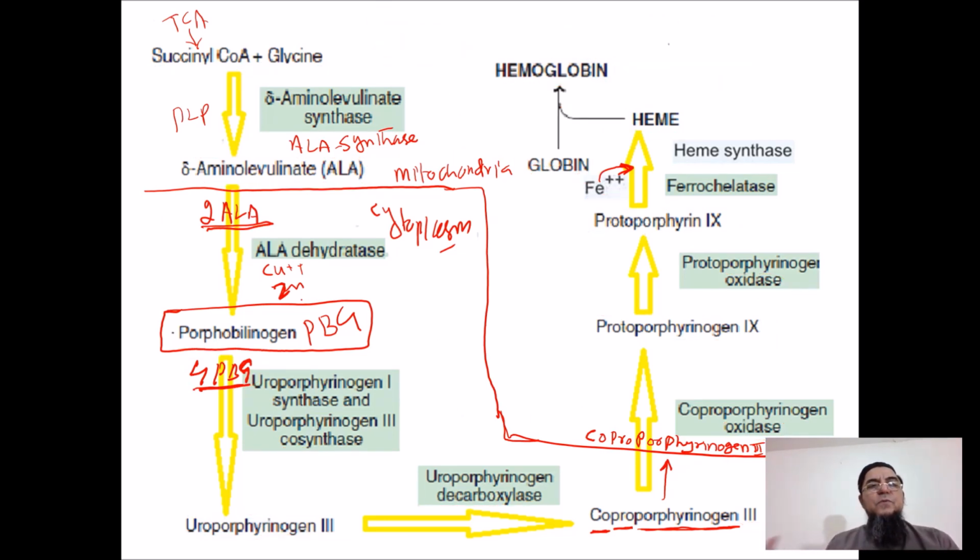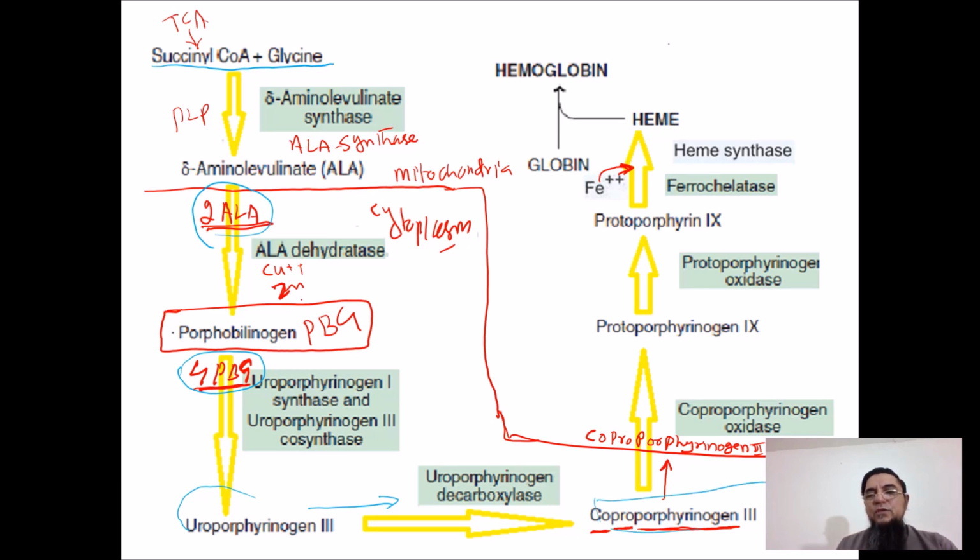Let me repeat it again for you. Hemoglobin synthesis starts with the condensation of succinyl-CoA with glycine with the help of the enzyme ALA synthase. It's converted into ALA, aminolevulinate. Then it comes out from the mitochondria into the cytoplasm. 2 ALA condense with the help of the enzyme ALA dehydratase and are converted into porphobilinogen. Then porphobilinogen condenses together with the help of the enzymes uroporphyrinogen 1 synthase and uroporphyrinogen 3 co-synthase and is converted into uroporphyrinogen 3. Then uroporphyrinogen 3 will be acted on by a decarboxylase enzyme and is converted into coproporphyrinogen 3.